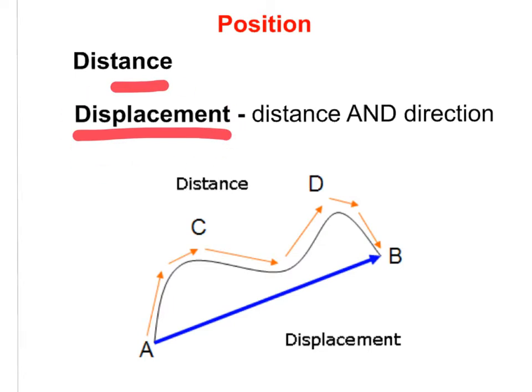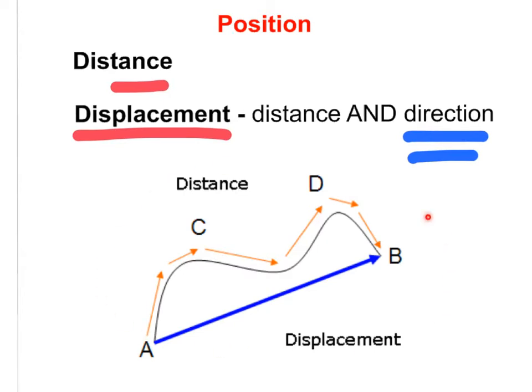Displacement, however, is not the same as distance. Part of it is distance. It is the change in position, the distance for the change in position, but it also includes the direction. So it needs both components to be displacement.